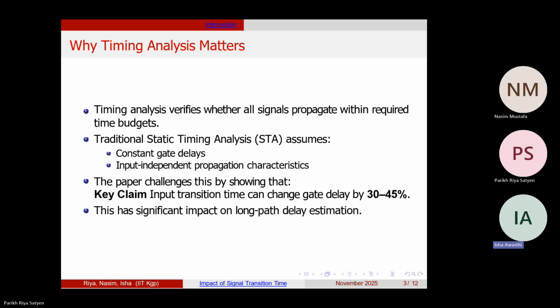According to the paper we studied, a gate's delay can vary by 30 to 45% depending solely on the input slope. This means that ignoring transition time can lead to incorrect path delay predictions, especially for long paths. So, the goal of this work is to improve timing analysis by incorporating dynamic, slope dependent delay behavior instead of relying only on static delay models.